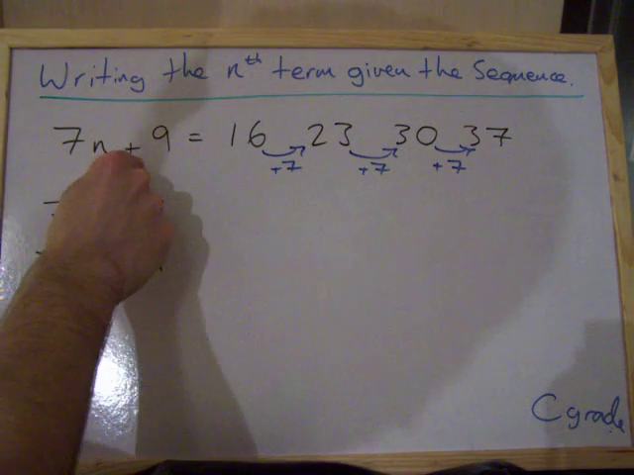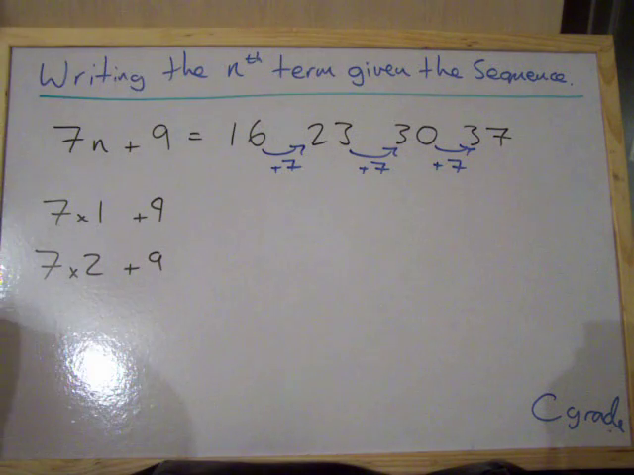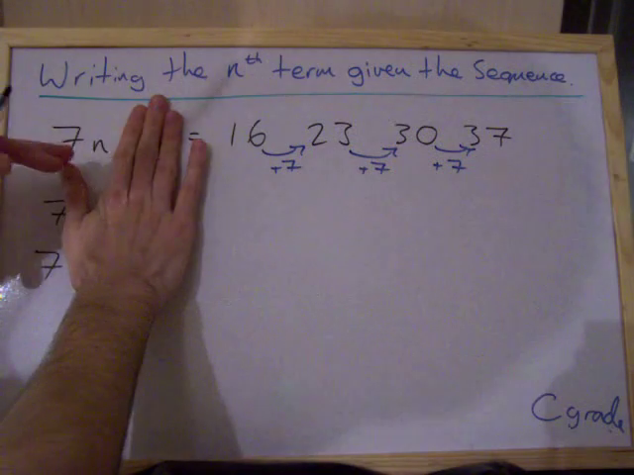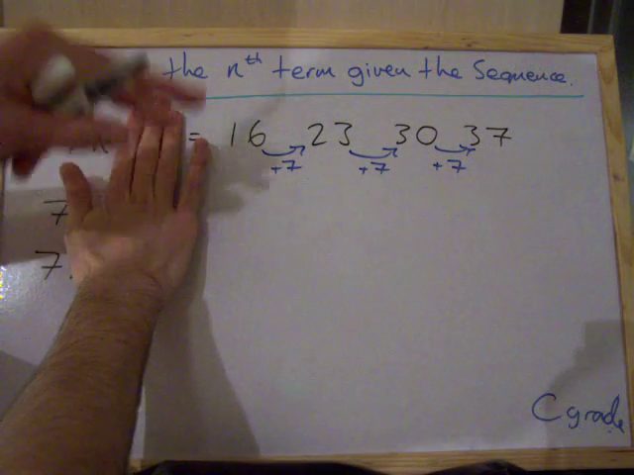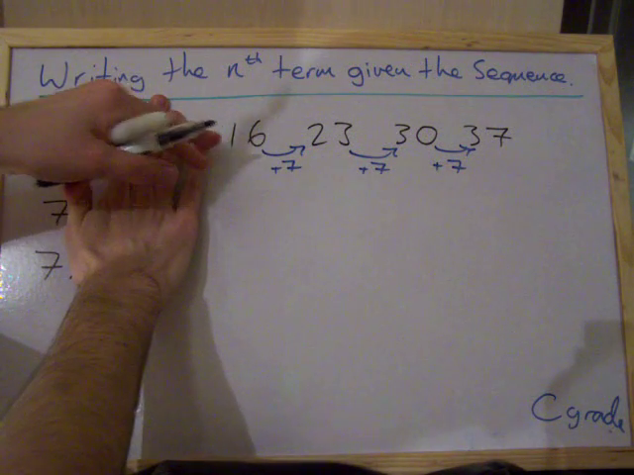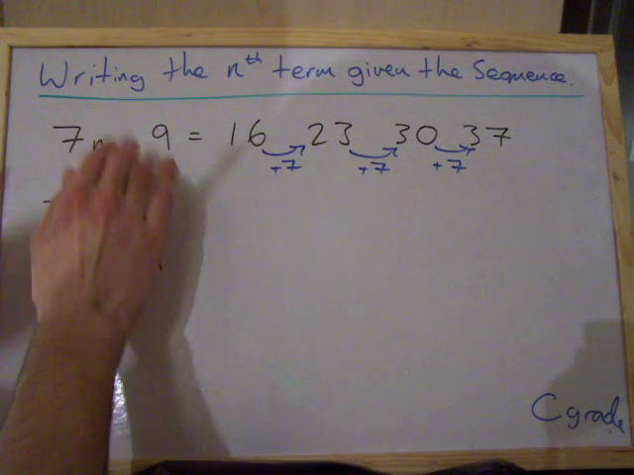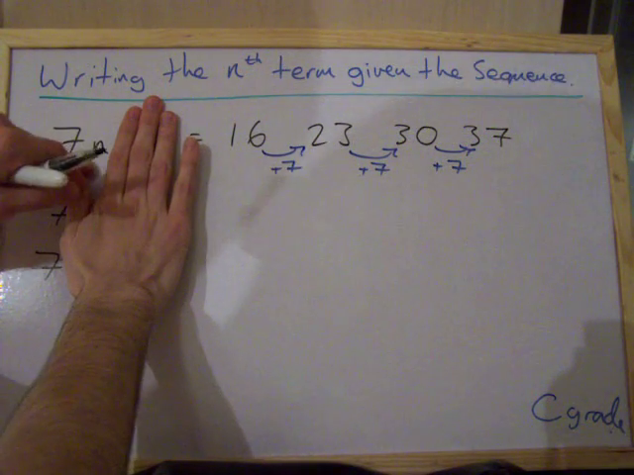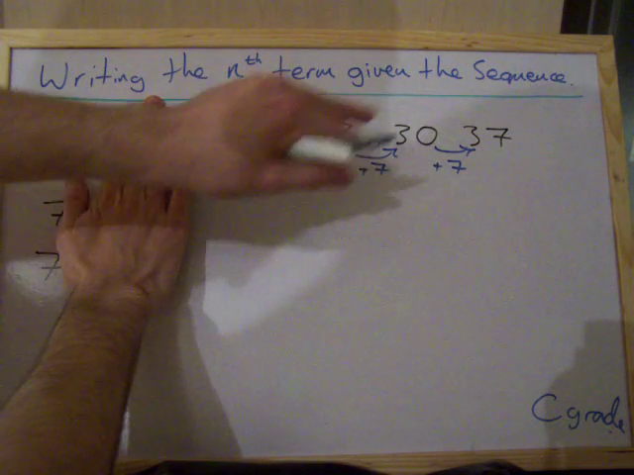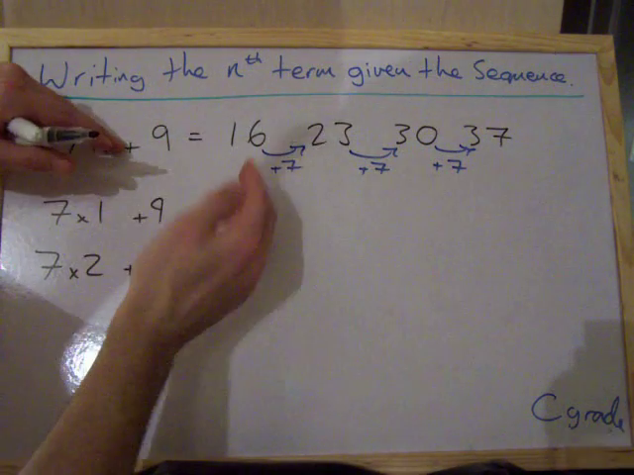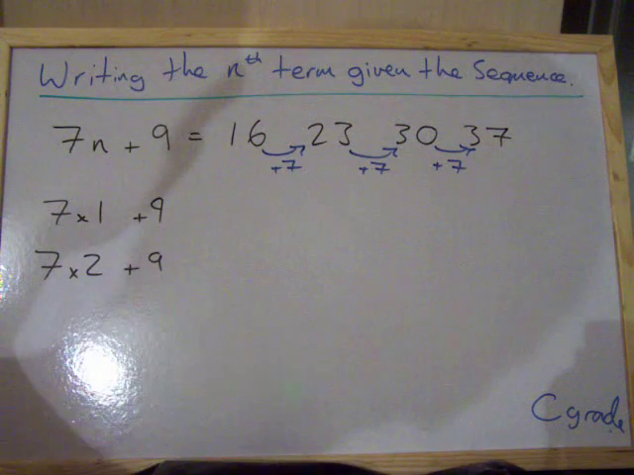How does a plus 9 affect it? Well, if I just had 7n, then my first term would be 7. But it's not 7, it's 16. So basically, it's 9 bigger than it should be. If it was the 7n sequence, it would go 7, 14, 21, so on and so forth. But it's not, it's 7n plus 9. Every term is 9 bigger than it should be.